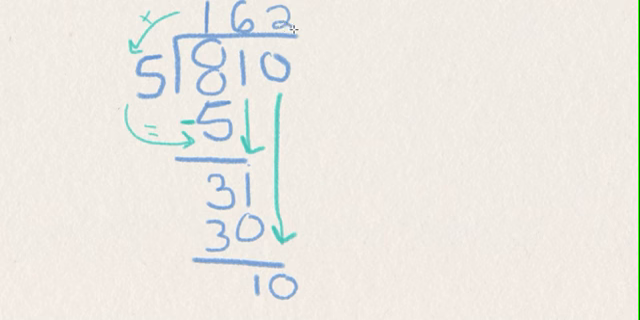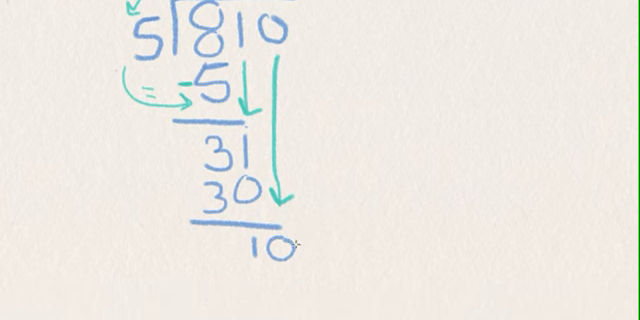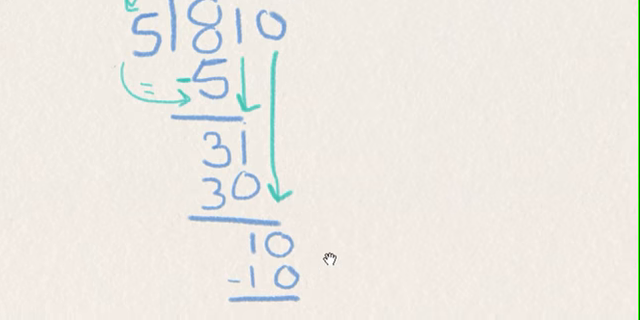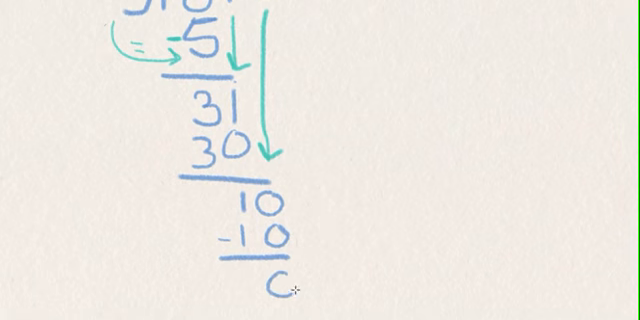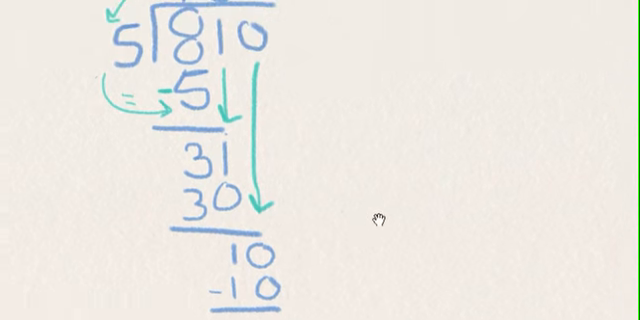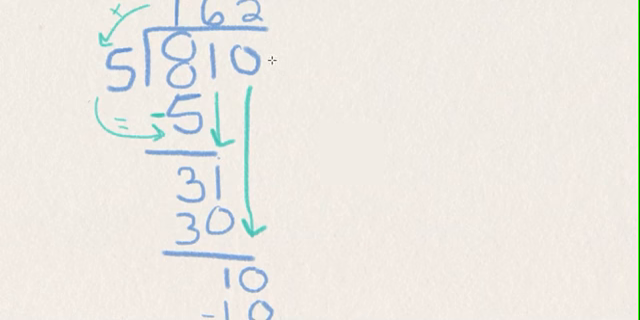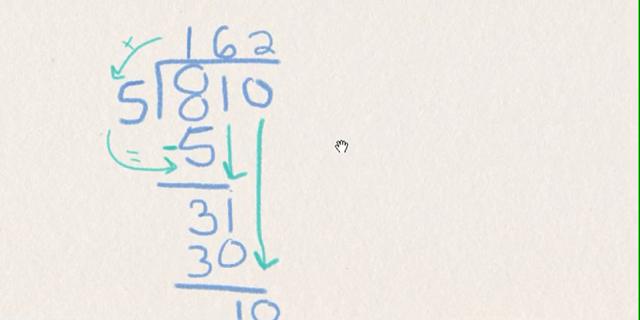Follow that cycle one more time. 2 times 5 is equal to 10. I'm going to write it underneath, and we'll subtract. 10 minus 10 is 0. Looking back up here, there are no more numbers left, so that means I am done with the process of long division. The answer to 810 divided by 5 is 162.